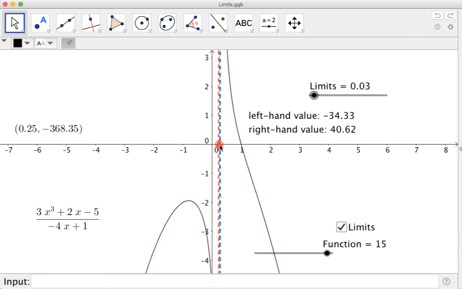So the function has no limit at x equal to positive 0.25. And again, that's because the left-hand limit and the right-hand limit diverge.